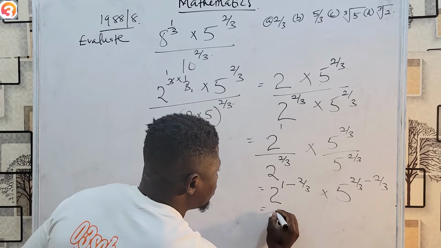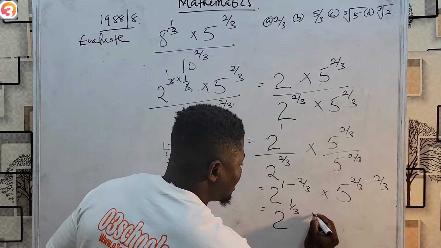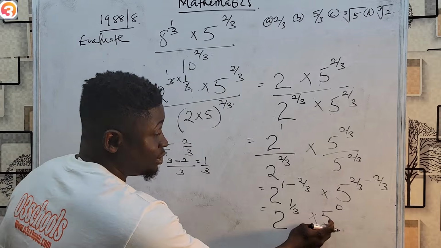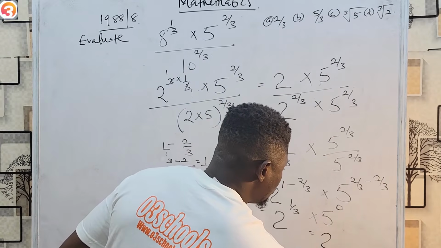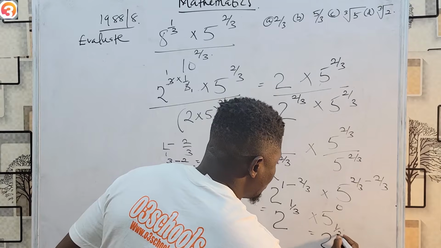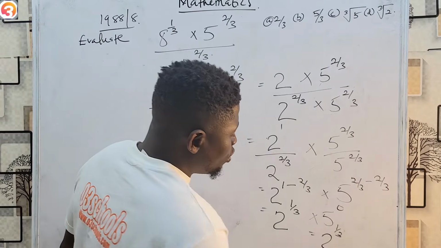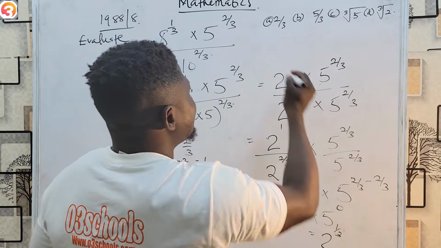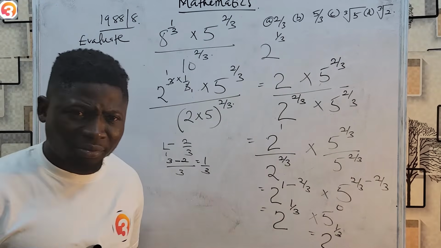So I'm going to have 2 raised to power 1 over 3, then times 5 raised to power 0. Anything raised to power 0 is 1. So of course, this becomes 2 raised to power 1 over 3 as our answer. Now, is 2 raised to power 1 over 3 in the options? It's not there. Our answer is 2 raised to power 1 over 3, but it is not in the options.